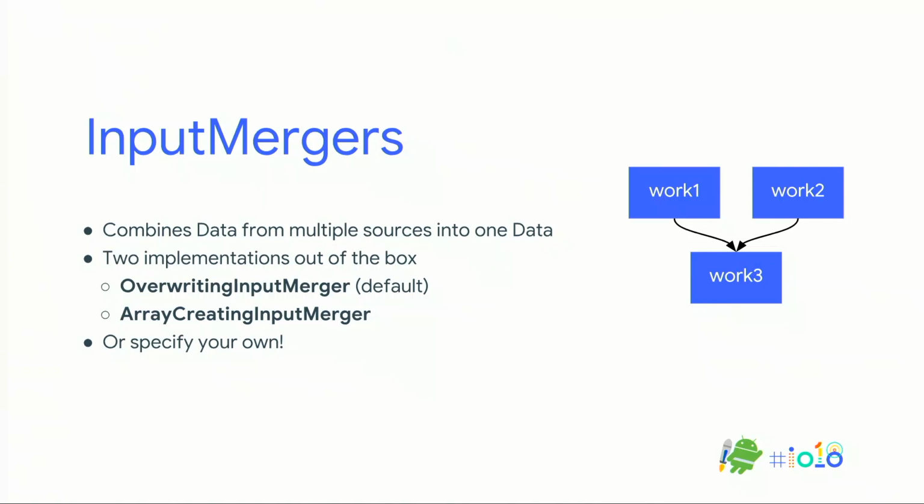For this, you want to look at input mergers. So input merger is a class that combines data from multiple sources into one data object. And we provide two implementations out of the box: overriding input merger, which is the default, and array creating input merger. You can also create your own, but let's talk about these two.